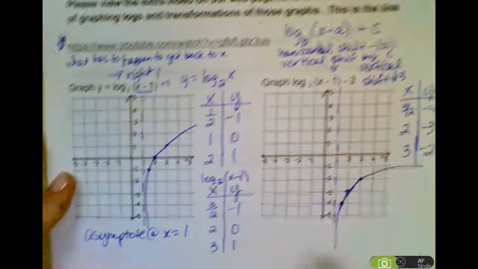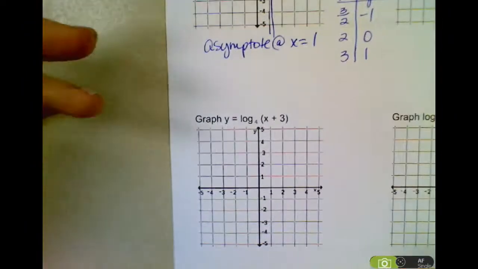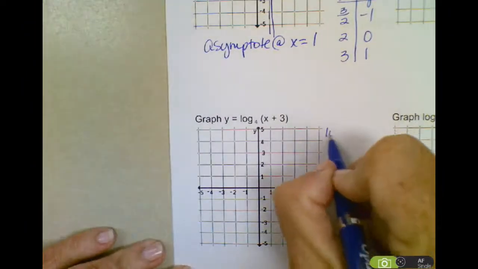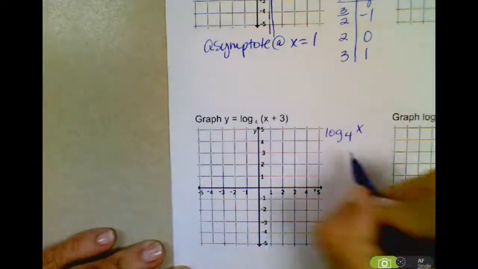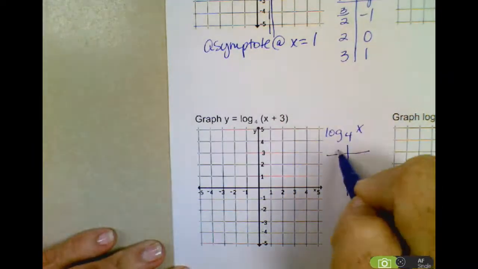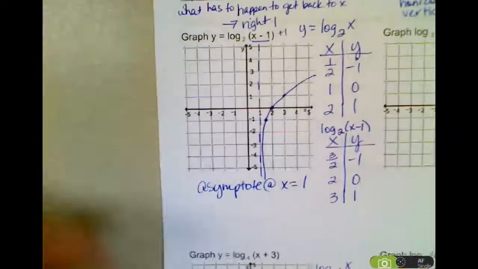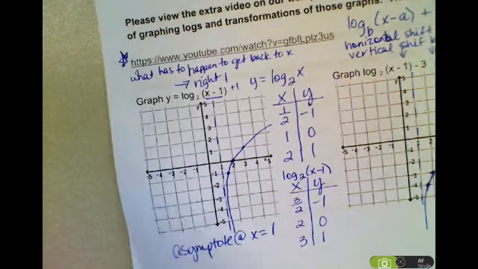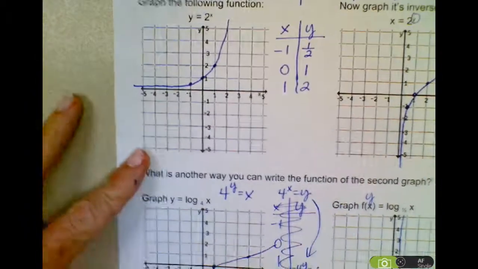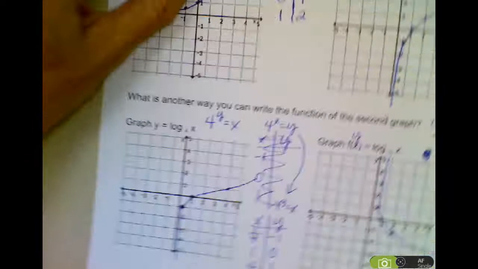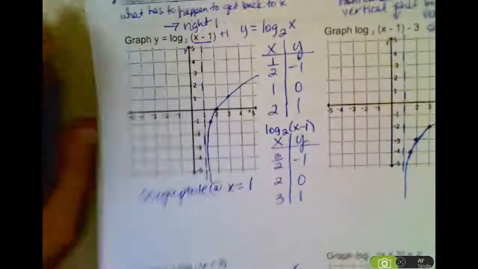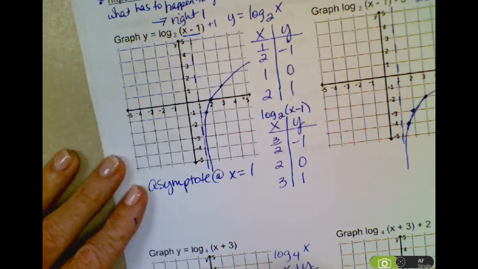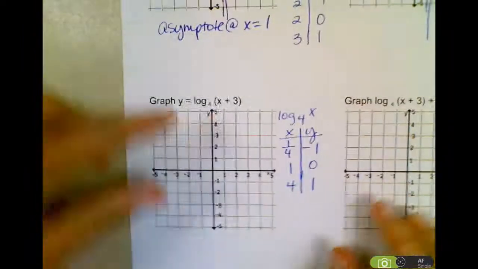Okay? All right, so before you graph these, it's probably good to think about what my graph is going to do. Okay? So we can start with our log 4x, because we already had that from before, from the last page. So we had, let's check, for our values, we had 1/4, -1, 1, 0, and 4, 1. So I'm going to use those as my base. 1/4, -1, 1, 0, and 4, 1.